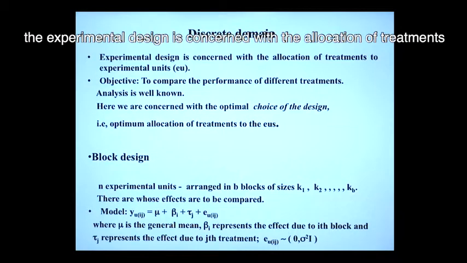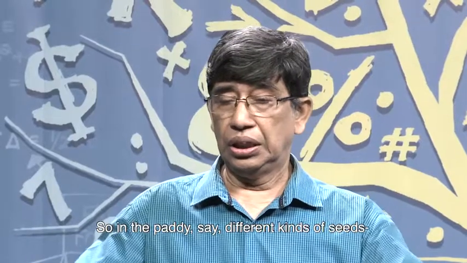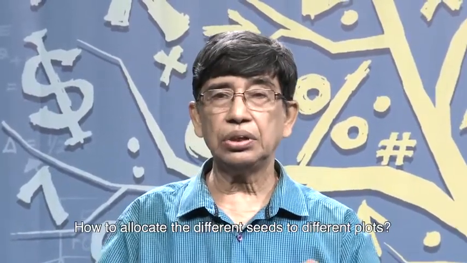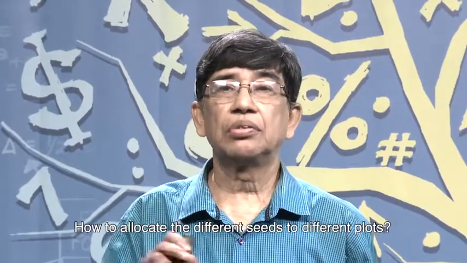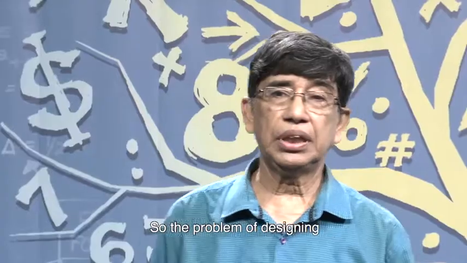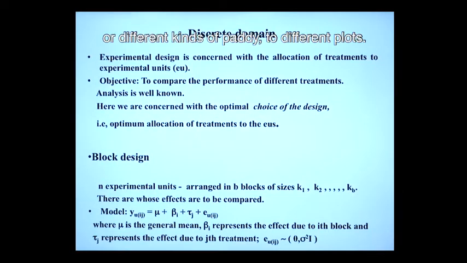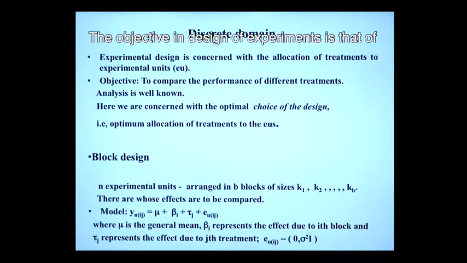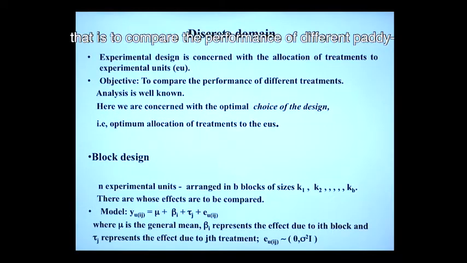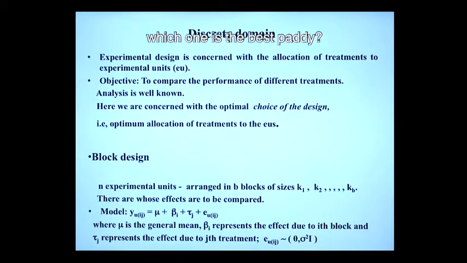In the discrete domain, the experimental design is concerned with the allocation of treatments. So, in the paddy example, we have different kinds of seeds and a number of plots. How to allocate the different seeds to different plots, that gives different responses. So, the problem of designing is that of allocation of treatments, or different kinds of paddy, to different plots. The objective in design of experiment is choosing the best variety, that is, to compare the performance of different paddy, which one is the best paddy.